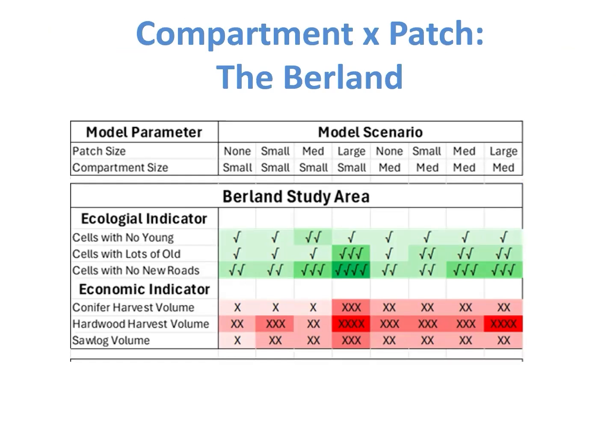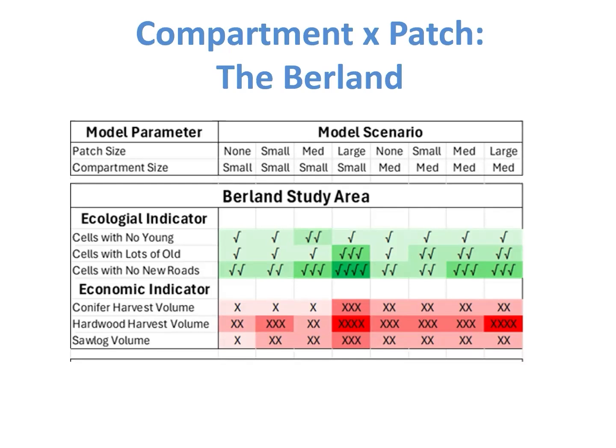Now, in this case, I'm going to show you some scenarios that we compared together. What we tested was 3 different sizes of patches, plus none: small, medium, and large. I can talk about what sizes they are, if you want to know. And then 2 different compartment sizes, small and medium. I only narrowed this down to 3 ecological indicators and 3 economic indicators. The number of check marks or X's and the shade, the darker the shade, the more it deviated from the business as usual scenario.